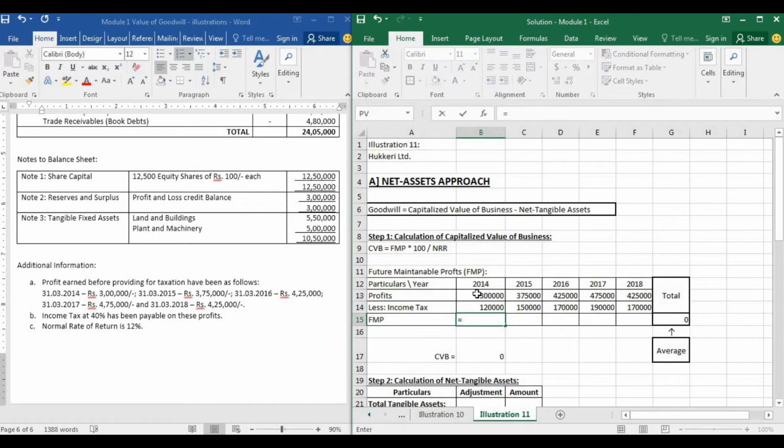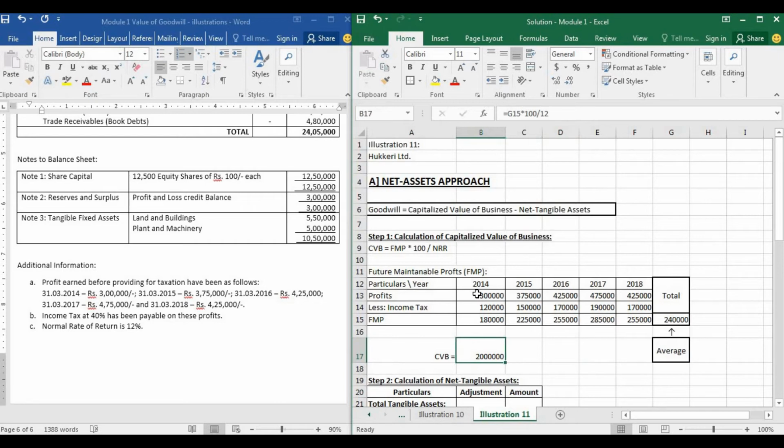Now we will subtract income tax from the profits. Let us do that for all 5 years. And then find out the average, guys. Take the adjusted profits of each year and divide by the number of years. So sum of these 5 divided by 5. Okay. So the average that we get is 2,40,000.